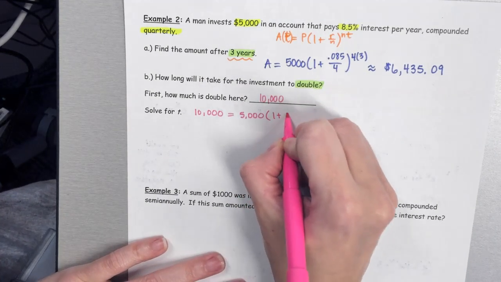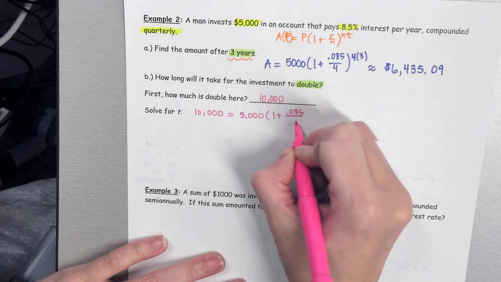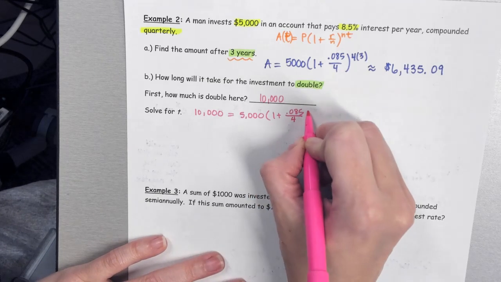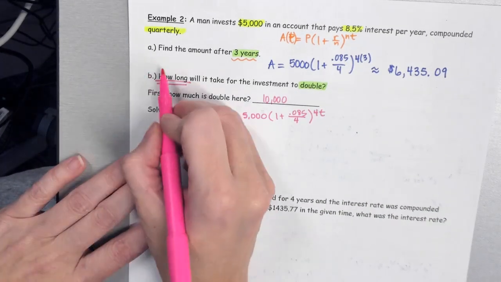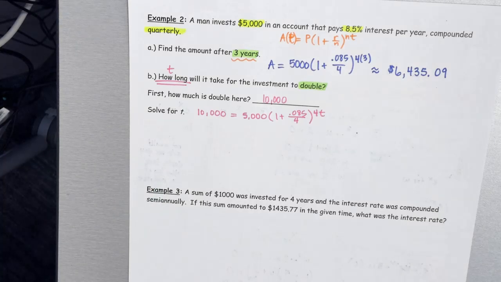Okay, so we have the 1 plus 0.085 over 4. And then anytime it says how long, that's an indicator that you are trying to find T. Okay, so you can simplify what's inside the parentheses first. If it is a terminating decimal, you can write it down. If you need to use the answer key in your calculator, you can do that as well. Okay, so can you simplify that value inside?